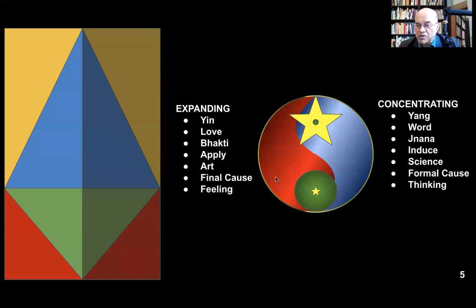In this diagram, I focused on the red and the blue. The best statement of that is in the Chinese philosophy of yin and yang. There is the concentrating element, which is the yang, the word jnana, or knowledge. This is induction, this is science, this is a formal cause, this is thinking. And then there is the other side, which is more receptive: yin, love, bhakti, devotion, application, art, final cause, feeling.